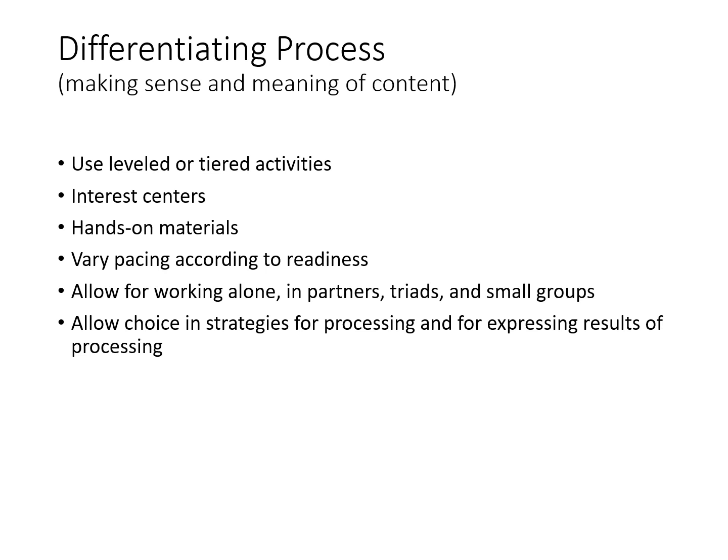Here are some things that you can do to differentiate process. They can learn through tiered activities, as we said. They can learn through interest centers or hands-on materials. So you might, for example, make the math lesson more abstract for the advanced learners and give struggling students more manipulatives. You can allow for working alone, in partners, triads, or small groups. And that's differentiating depending on the amount of support they need.